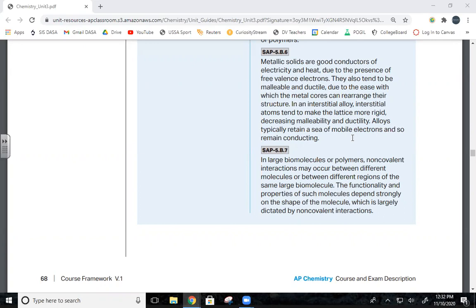Okay? So interstitial alloys are stronger than replacement alloys. Or is it displacement or replacement? Is it a replacement? Yeah, where they just take the place of the other?